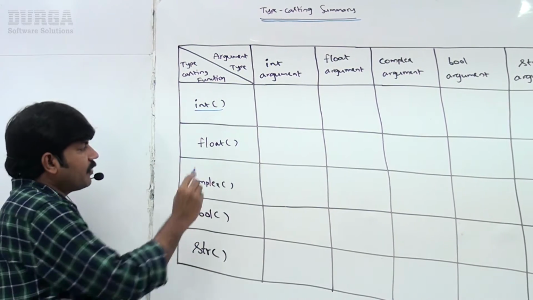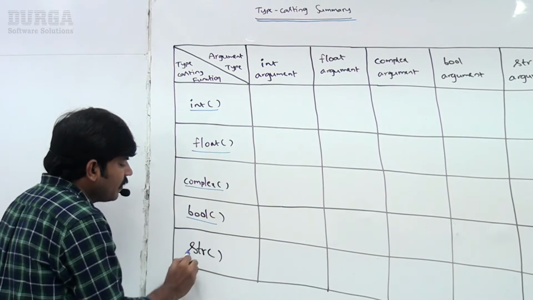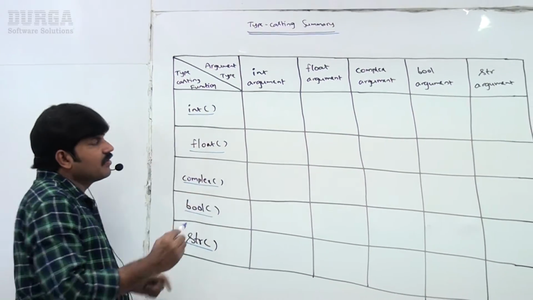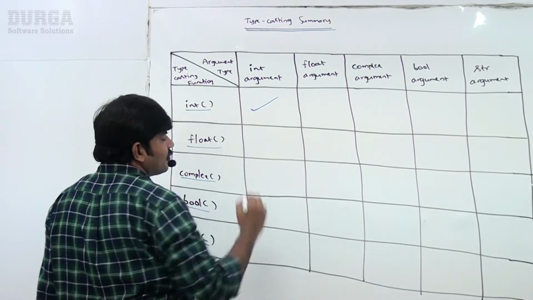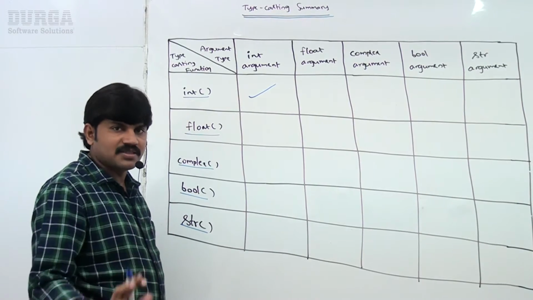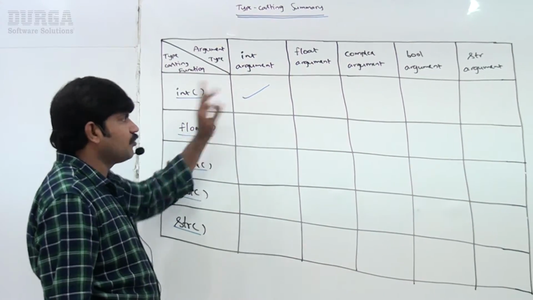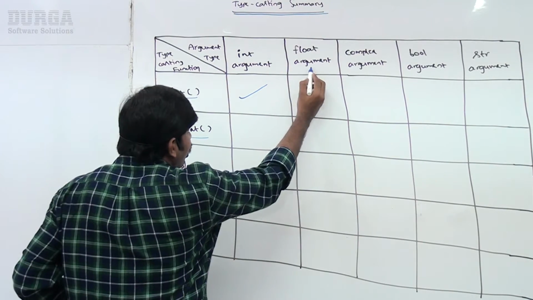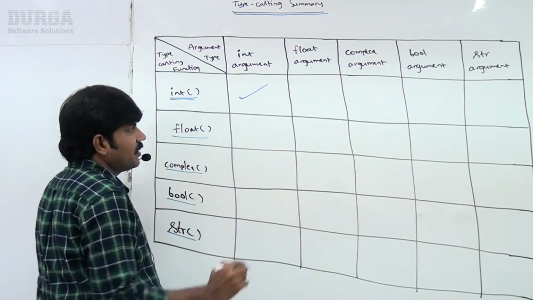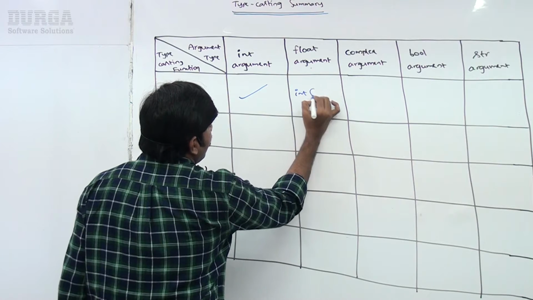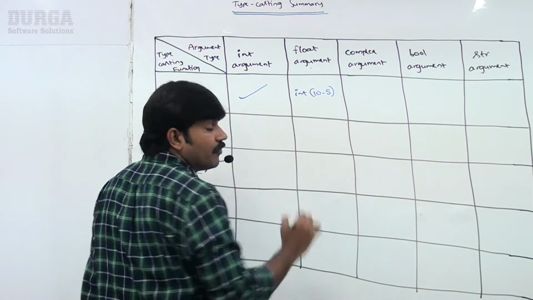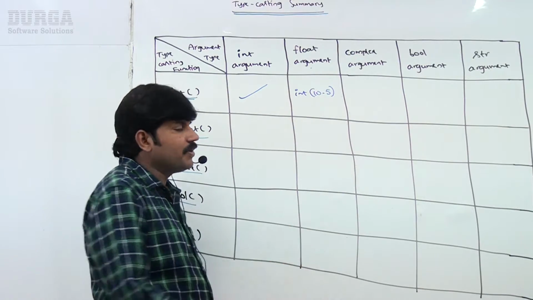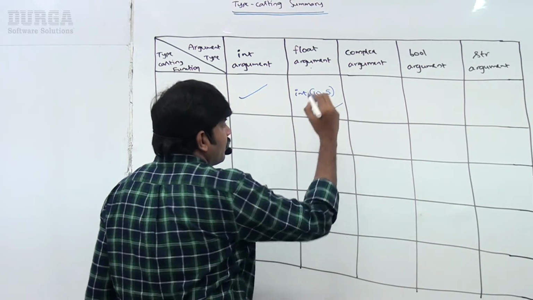Okay, total how many functions are available? 5 functions are there. The first one I explained, int, sir. So int function for the int argument, no problem, sir. Int to int, typecasting is really not required. Anyway, for the table's sake I took it, it is possible. Int to float, sir. If you are passing a float argument to the int function, something like int of 10.5, what will happen? It's very clear. The digits after the decimal point by default will be gone. 10 is the answer we are going to get.